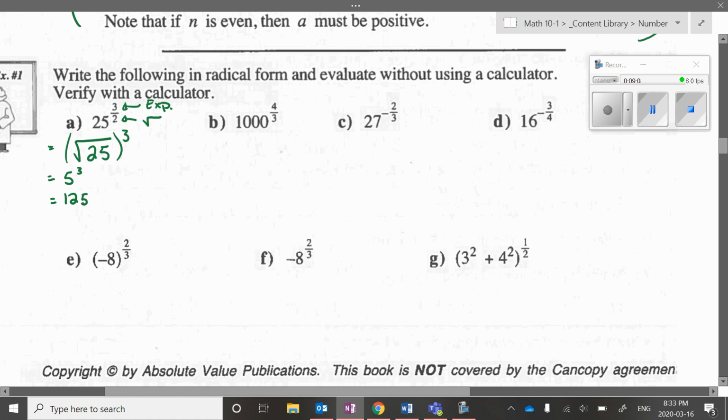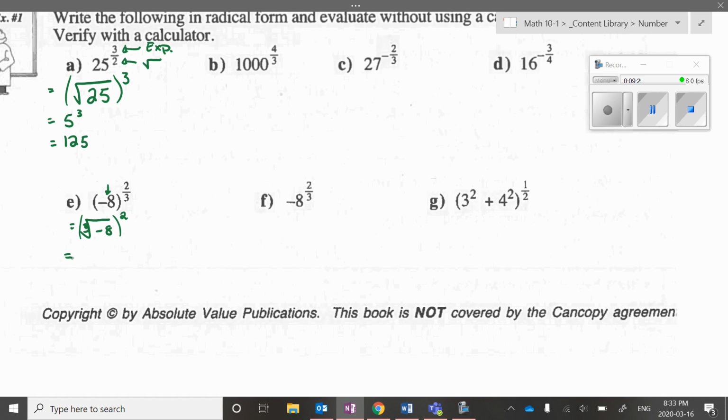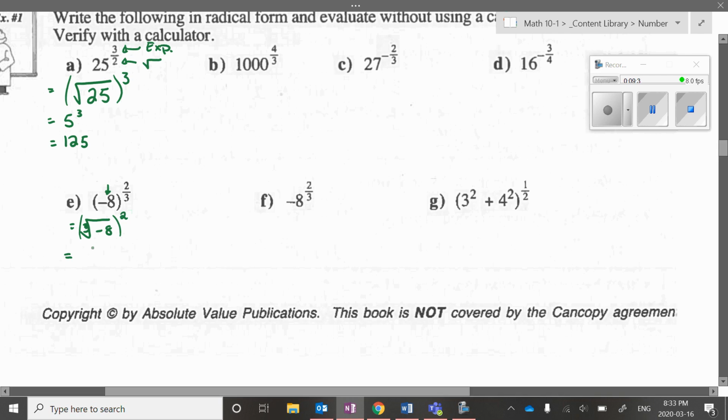Okay, let's look at E together. This is a negative 8, so we have to be careful because that negative is there. So I get the cubic root of negative 8, all of that squared. I can take a cube root of a negative, but I cannot take a square root. Cube root works because I end up with 3 negatives, which gives me back a negative. So this becomes negative 2 in brackets squared. So our answer is 4.